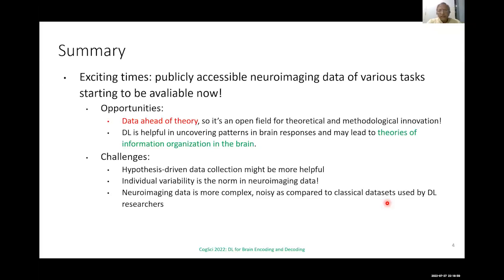neuroimaging data. Deep learning models are trained on data sets which are clean in some sense. Take the ImageNet data set, any of these classical data sets that are used for training deep learning models. In fact, you inject noise to make sure the models are robust. Whereas in neuroimaging data, noise comes for free. Of course, which also means that it poses challenges for computational model building.